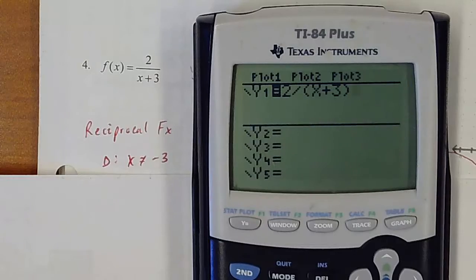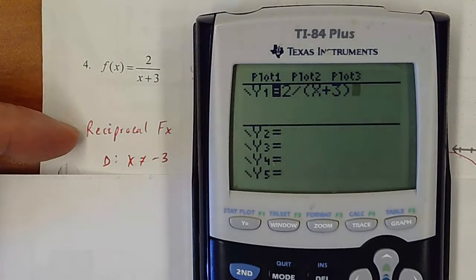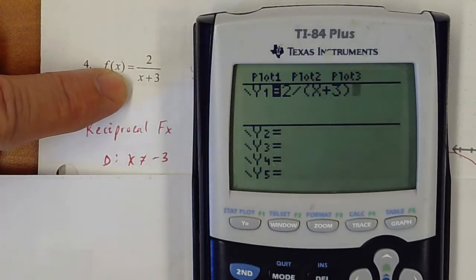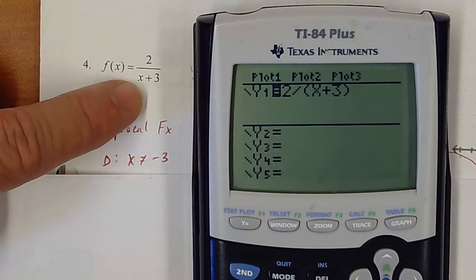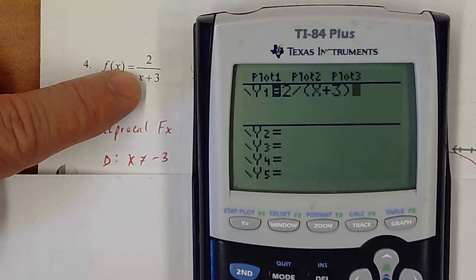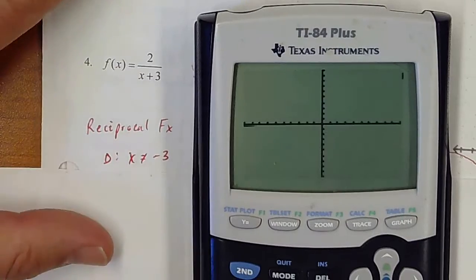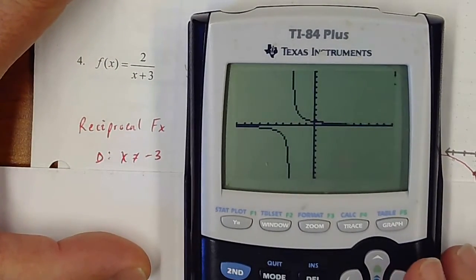Go ahead. Okay, this is a reciprocal function, so that's what we should call it. The domain is x cannot equal -3, something you might want to think about, because when we go to the graph, we shouldn't see an x value at -3, right? Because when -3 is plugged in for x, we get 0 on the bottom, it's undefined. All right, so this is how I'm going to punch it in. And we get this reciprocal function right here.